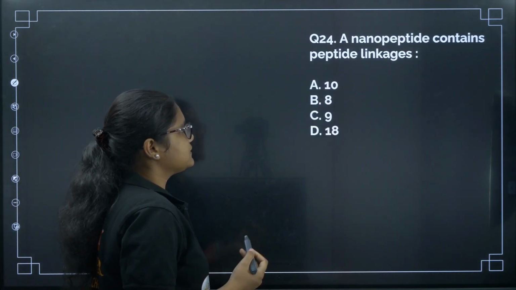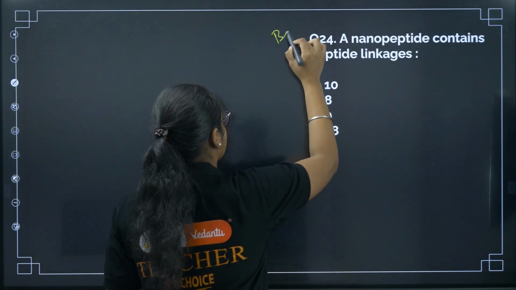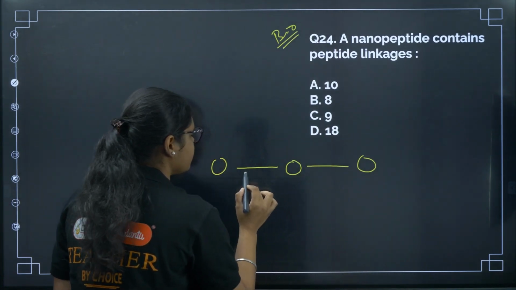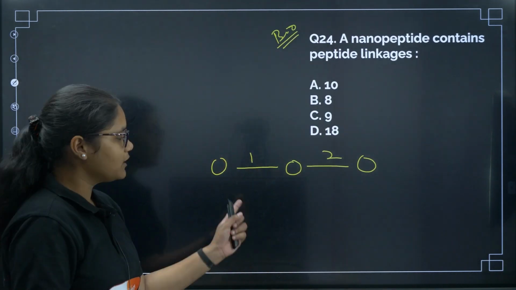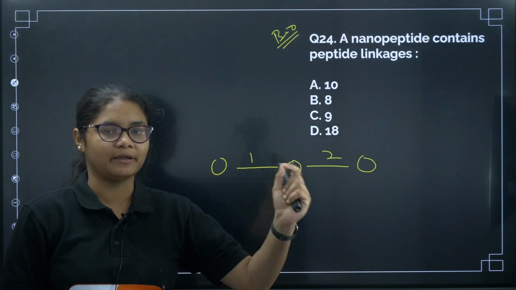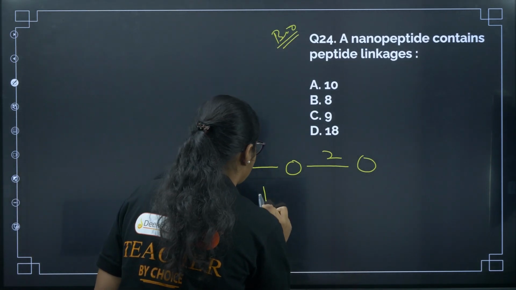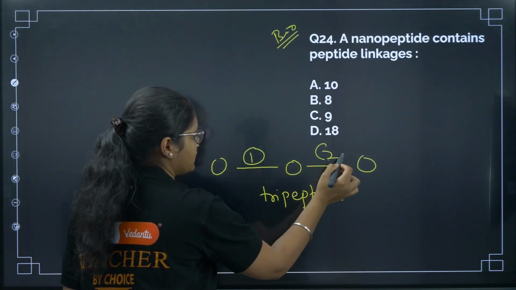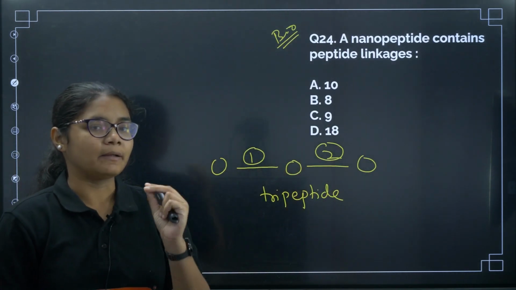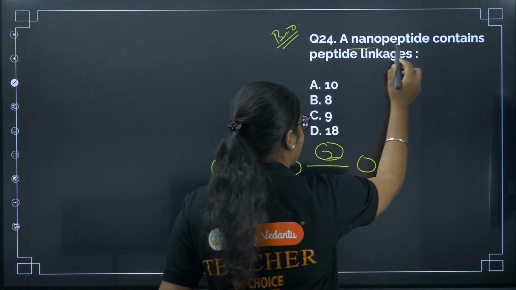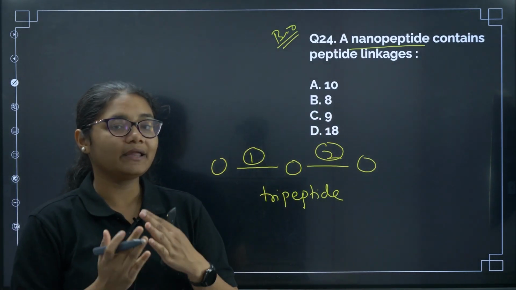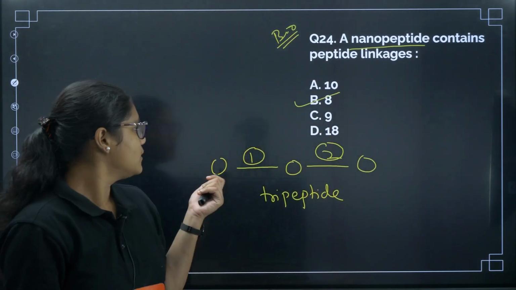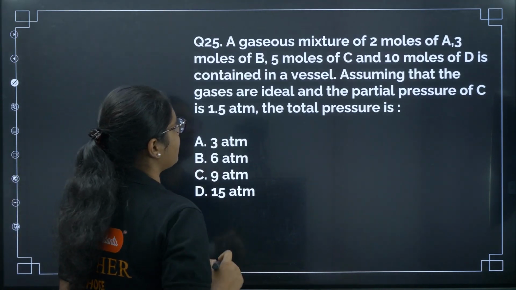Next, a nonapeptide contains dash peptide linkages. So this question is from biomolecules, very easy question. See here, suppose we have 3 amino acids. Okay, so this is one peptide bond, this is second peptide bond. So number of peptide bonds is always 1 less than the number of amino acids, but we will call it as tripeptide. Okay, so there are 3 amino acids, so this is called tripeptide, and number of linkages will be 2, or number of peptide bonds will be 2. So when it is nonapeptide, there are 9 amino acids and it will be connected by 8 peptide linkages. So the correct answer for this question will be option number B. Very easy question.